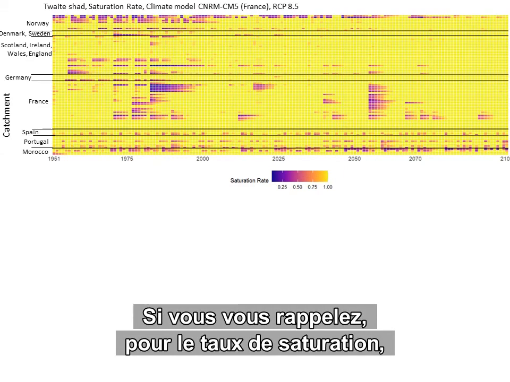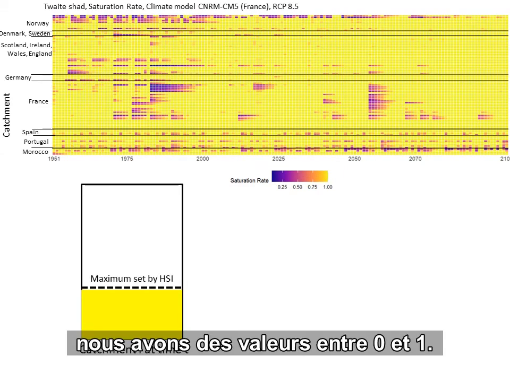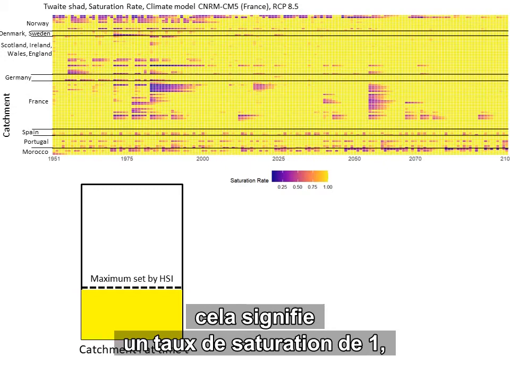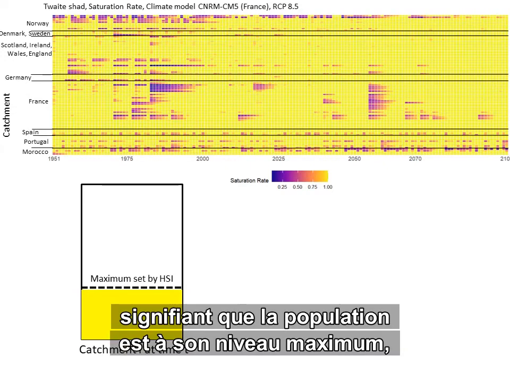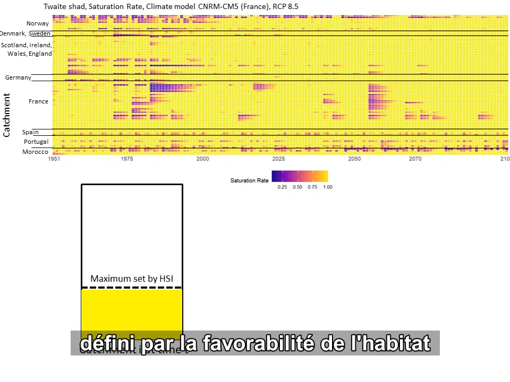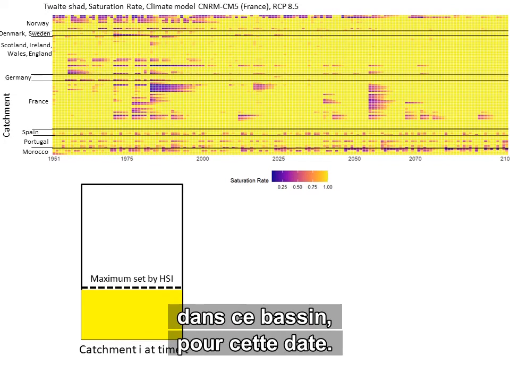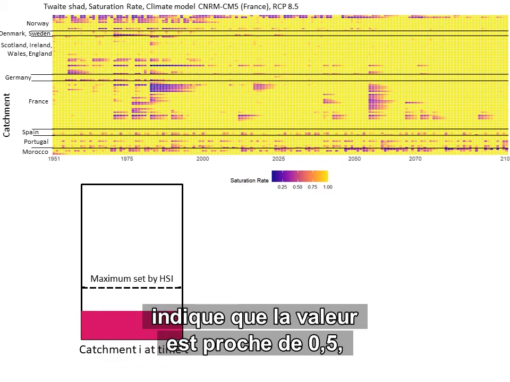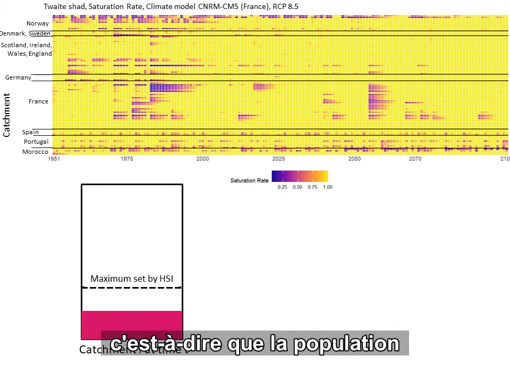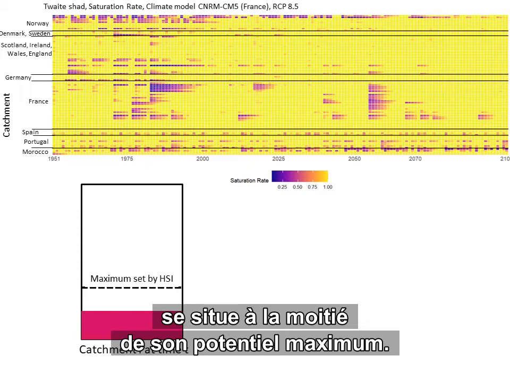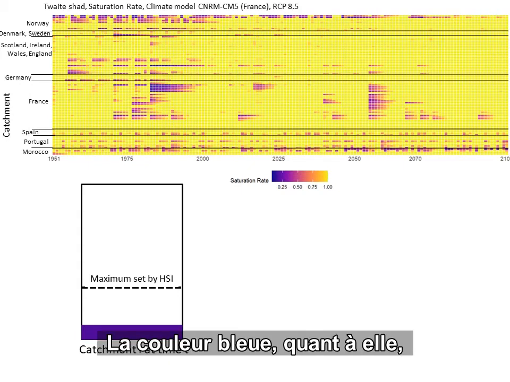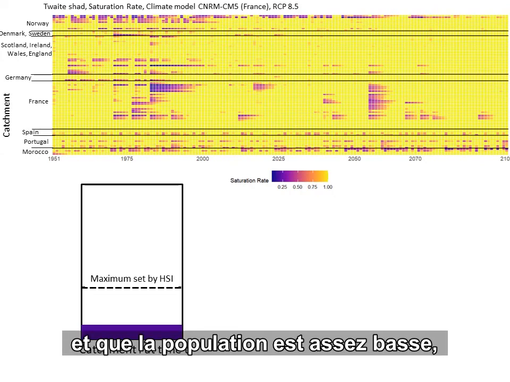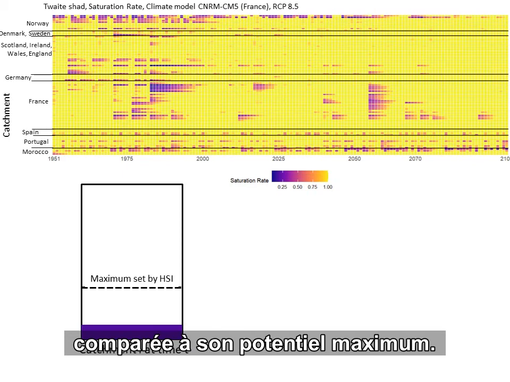Now, if you remember, for the saturation rate we have values from 0 to 1. When you see a yellow box, essentially you're seeing that the saturation rate is at 1, and so the population is at its maximum level as set by the habitat suitability in that catchment for that time period. A red color indicates that the value is at about 0.5, which means the population is only at about half of its maximum potential. When we see a blue color, the saturation rate is relatively small, which means the population is relatively low compared to its maximum potential.